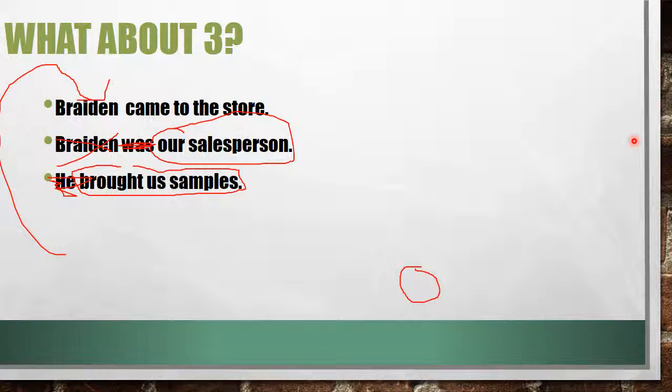Braden was our salesperson. He brought us samples. Now stop and think. You don't actually have an appositive here. You're going to combine these three sentences, and we're going to do it by creating an appositive. So, which one of these sentences contains a word or words that will give you extra information about who in the world Braden is? Think about that for just a moment. Which one of those sentences gives you extra information or tells you who Braden is?